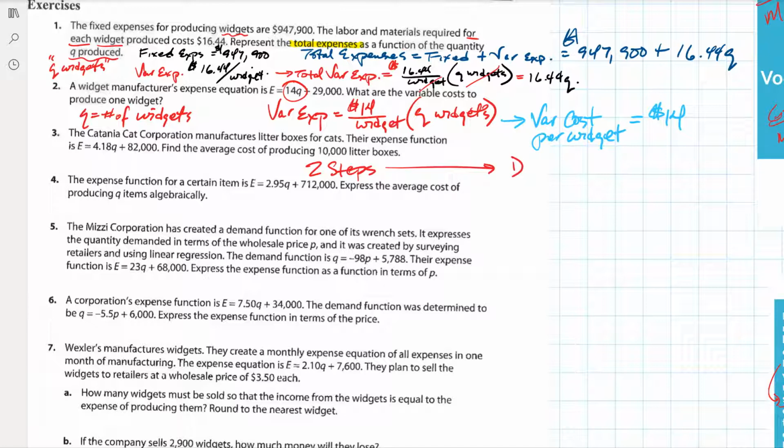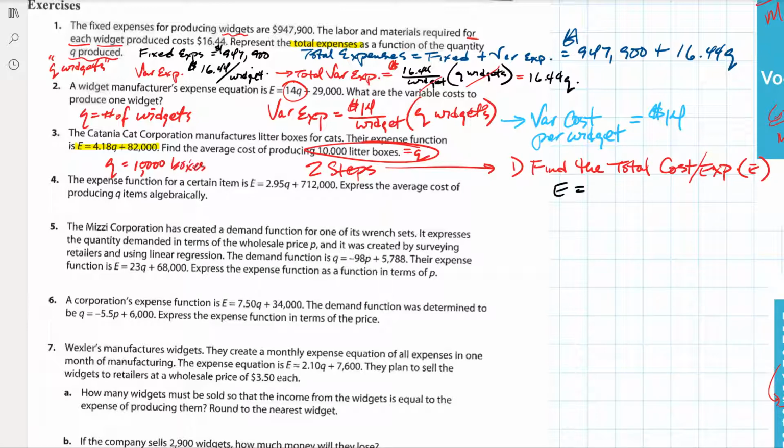All right, step 1, we've got to find the total cost. So let's do that. We'll call this total cost, total expenses. Now in the lesson, they use E for that. So E, this is going to be E here. The total expenses, we're going to use the equation that they give us here. It says we take 4.18 times the quantity, and here the quantity is 10,000. This right here is going to be equal to Q. So Q is equal to 10,000 litter boxes in this case. We've got to take that and substitute it in and figure out what the total cost is. So I take 4.18 times 10,000, and then add 82,000 to that.